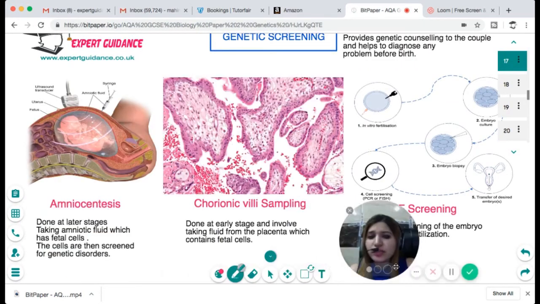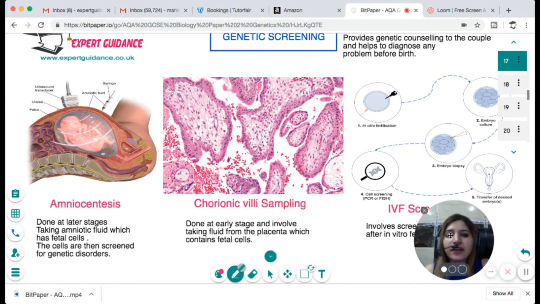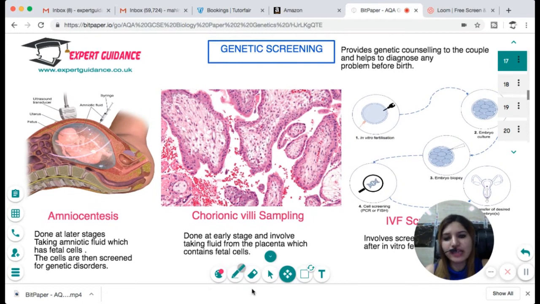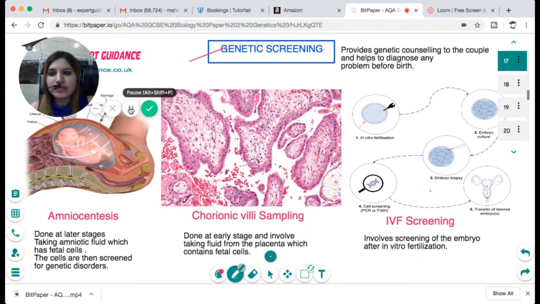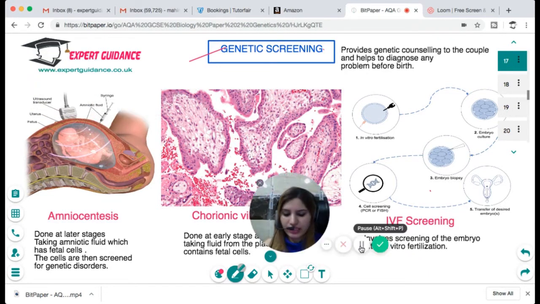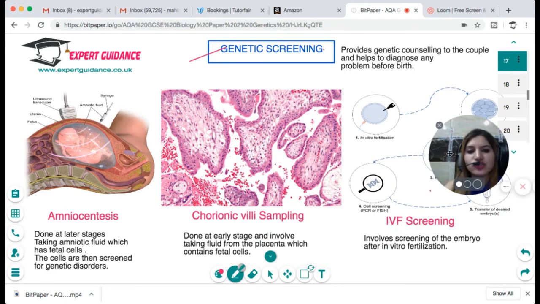Now, since we know there are a lot of genetic disorders, there's another thing which is very hot these days: genetic screening. Now, what is genetic screening? Genetic screening is when we screen the genes of the unborn child to find the likelihood of getting a disease. When we screen the genes of the unborn child or the fetus, we can find whether the child is suffering from any diseases or not.